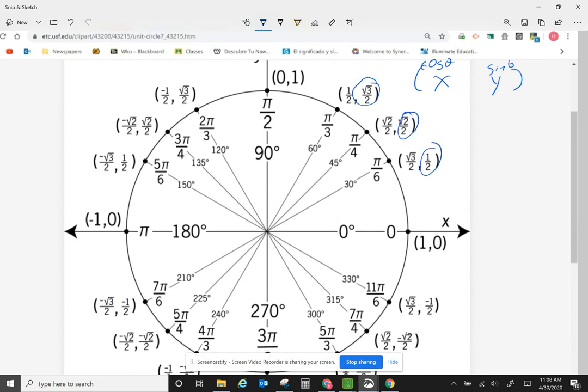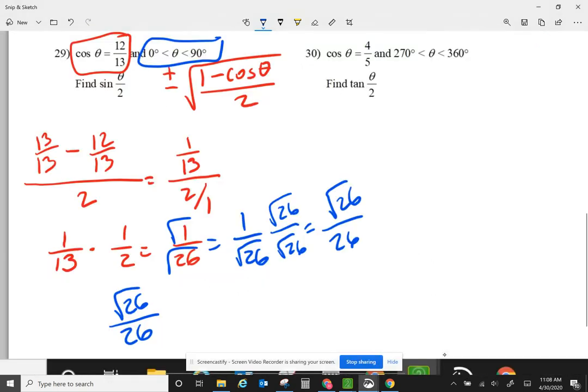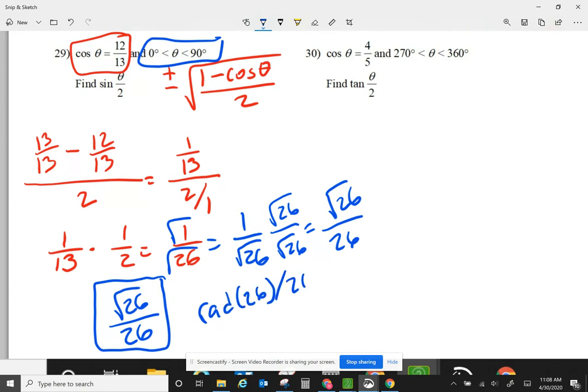Looking at the signs from the first quadrant, they all have a positive sign. In that case, my answer is positive. How do I type this? Radical 26 over 26.